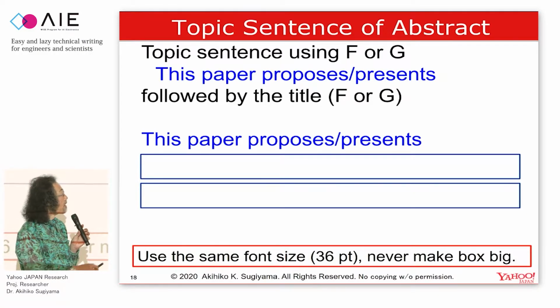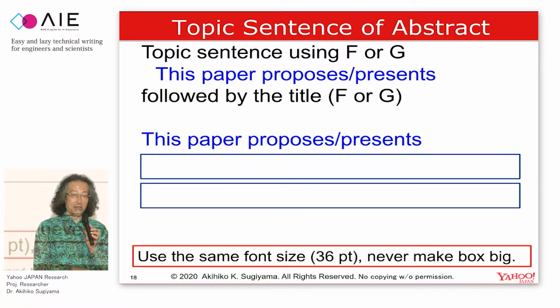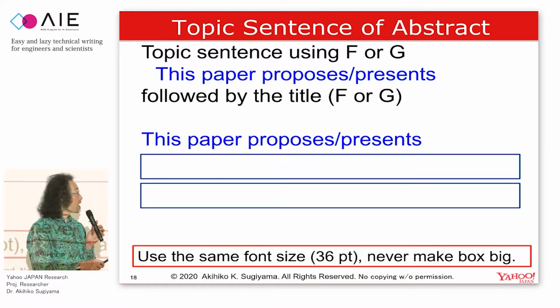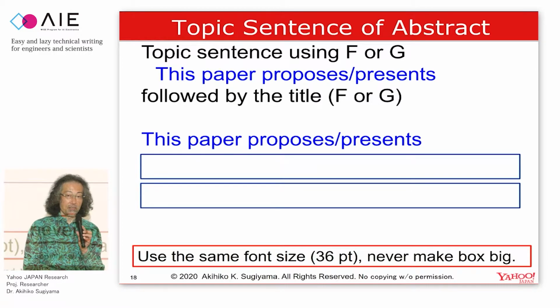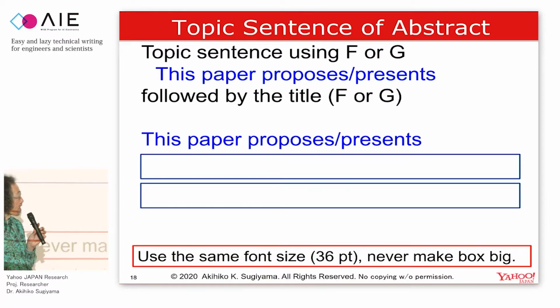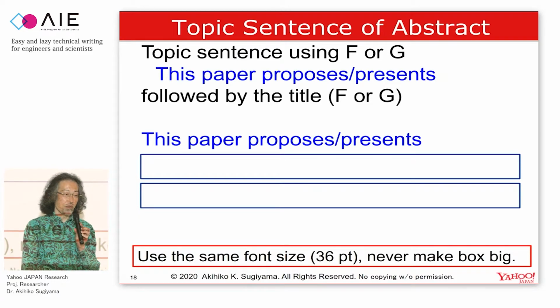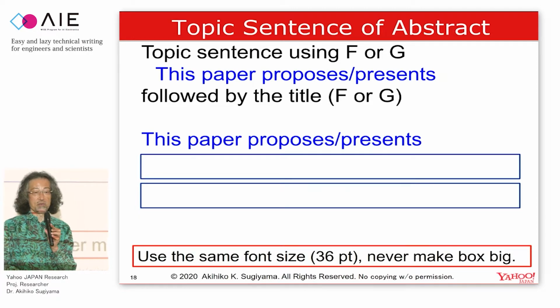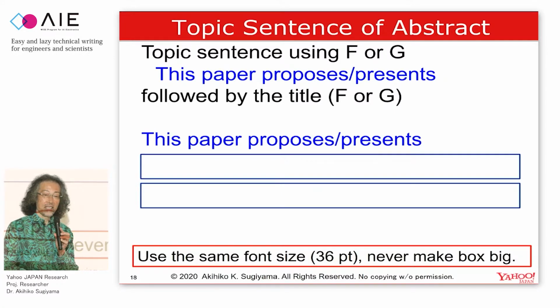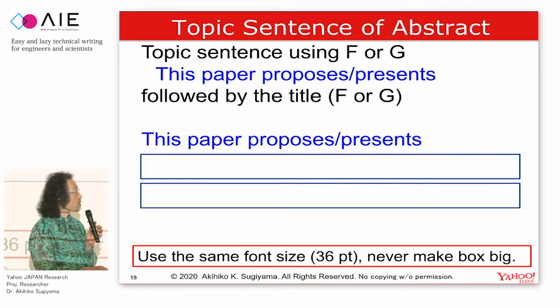So unless you are very experienced, always start with this paper. Don't think about any other expression. Always start with this paper, followed by proposes or presents. When you are proposing something, it is effective to use propose because it's a very strong expression. And present is a bit weaker compared to propose.